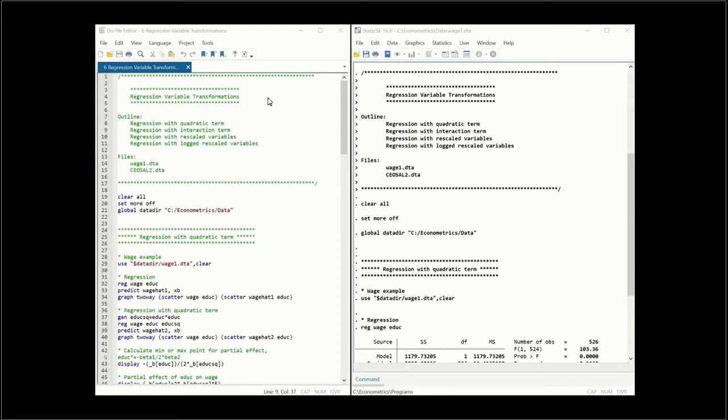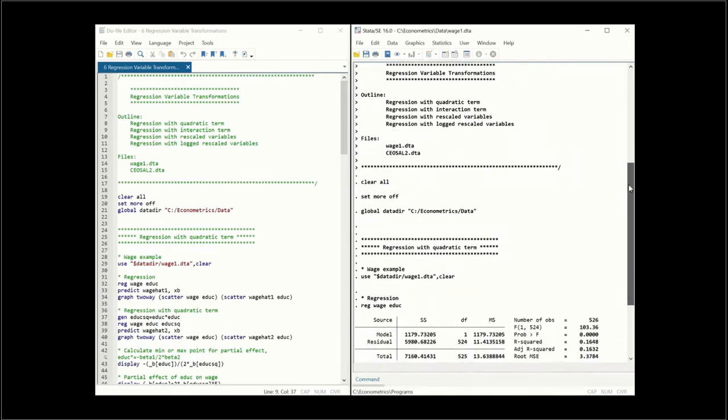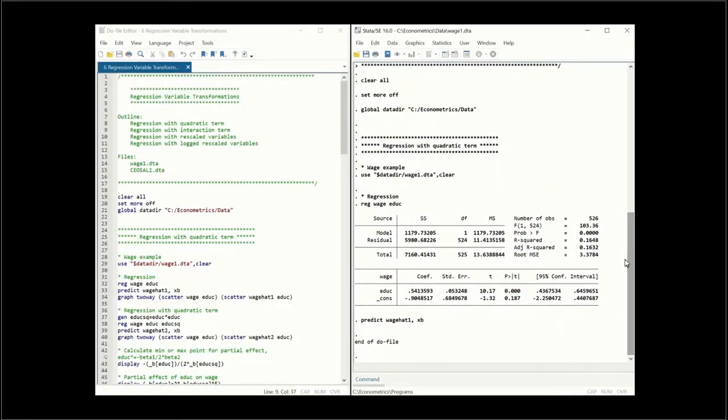So let's start with regression model with a quadratic term. For this, we would be using data on wages, and we would first run a simple regression of wage on education. As we execute and run this, we see the estimated results. Here we see the coefficient on education being 0.54, meaning for one additional year of education, wages increase by 54 cents.